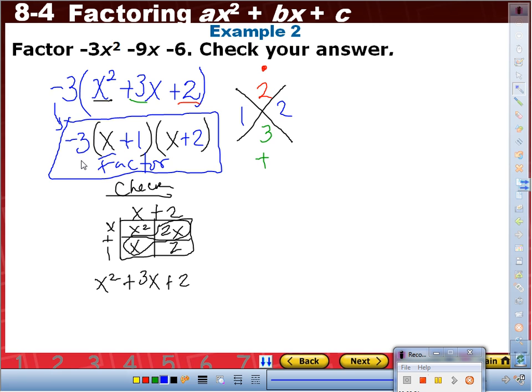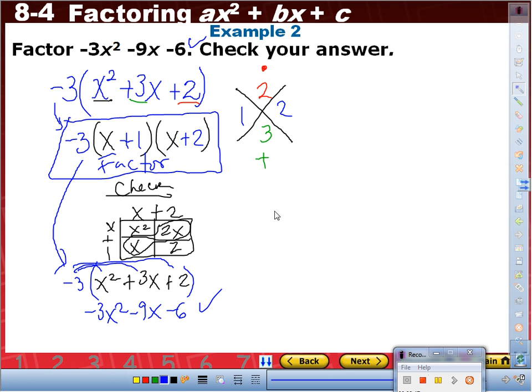And guess what? Here comes a friend. Negative 3. You multiply that in there. Negative 3 times x squared, that's negative 3x squared. Negative 3 times 3x, that's negative 9x. Negative 3 times 2, that's negative 6. Did I end up with the same? Yes. Hands if you got that by yourself. Okay, let's do another one.